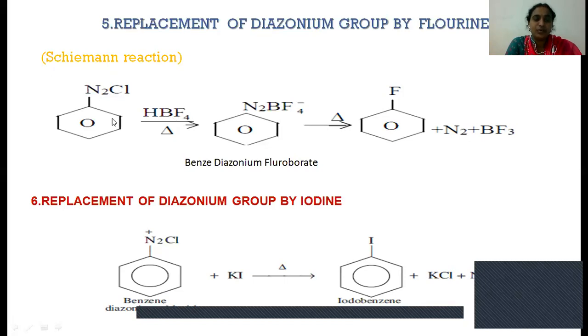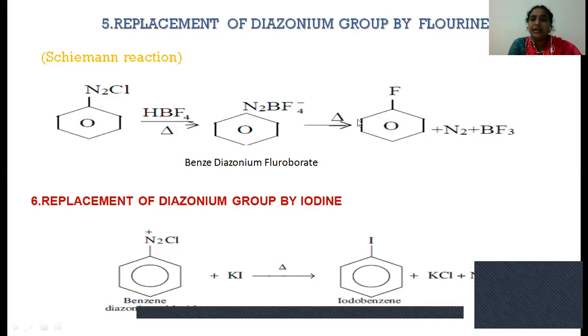So benzene diazonium chloride first reacts with this HBF4, and the chloride is replaced by BF4 minus, because in this diazonium chloride, N2 plus Cl minus, the Cl minus will be replaced by BF4 minus and produces benzene diazonium fluoroborate, which on heating, in this BF4 minus, one of the fluorines shifts here, replacing this group completely and produces fluorobenzene.